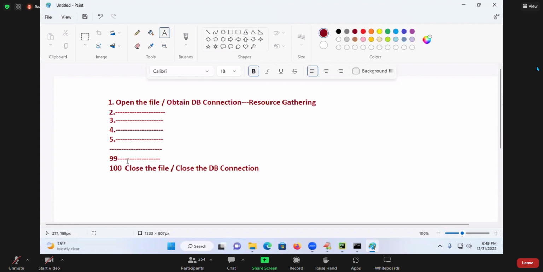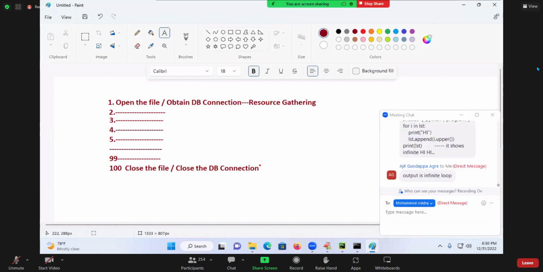Next point is called what? Close the DB connection. Line number 1, observe it: opening the file. In second, third, fourth, and so on, what are we having? Some statements. In the last part, I am closing my resources. This is called what?